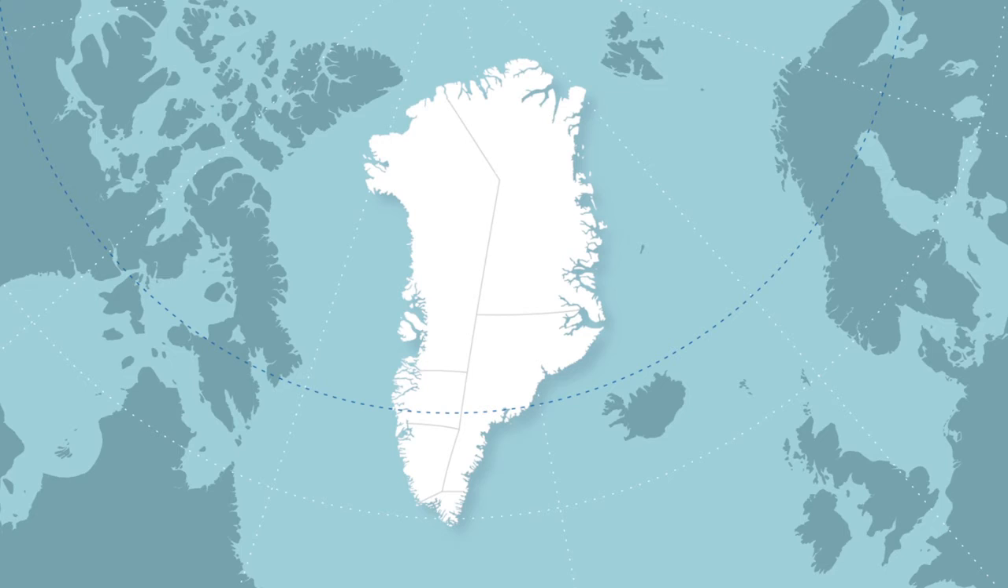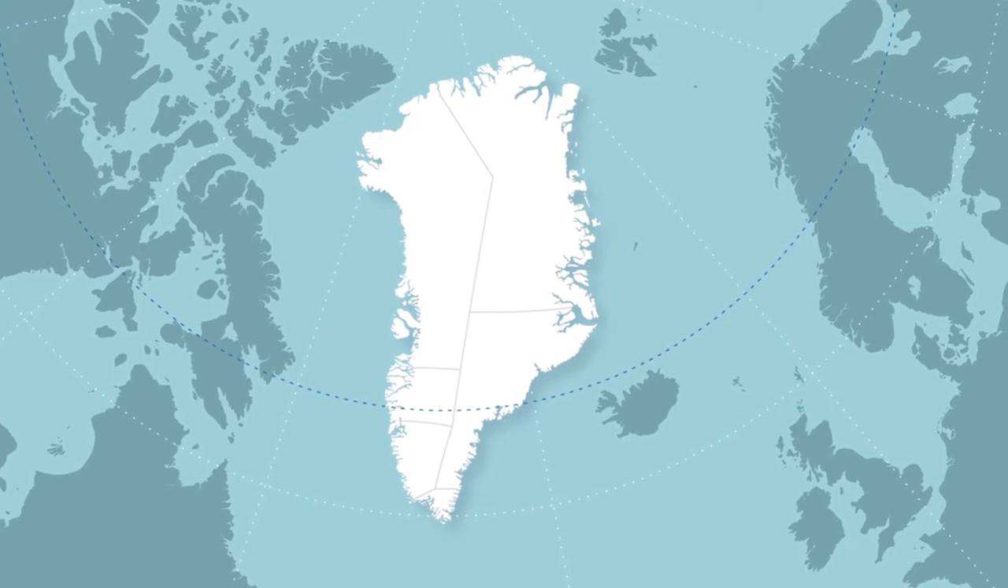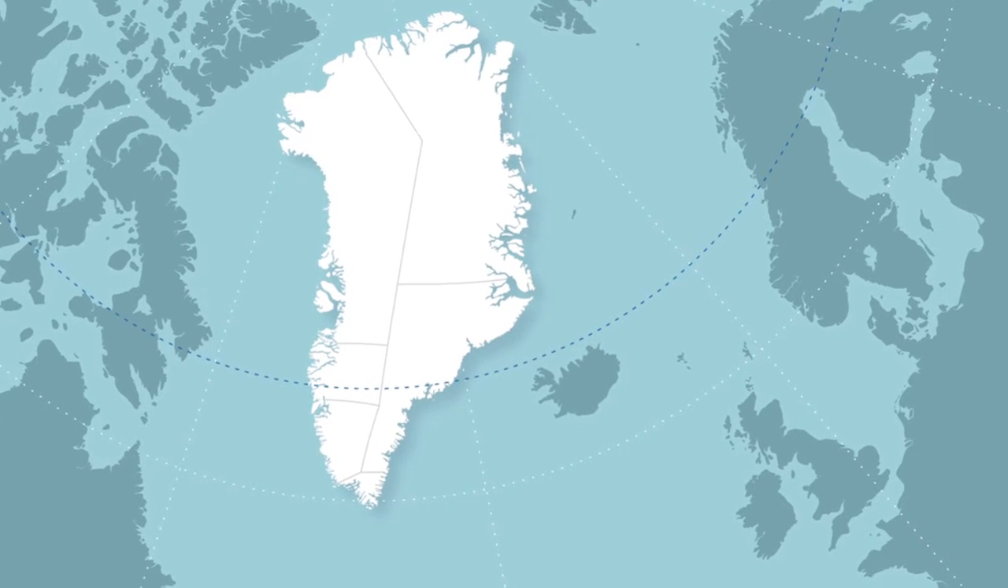Here are 4 basics about international travel to Greenland. 1. There are 4 worldwide cities with direct flights to Greenland. Copenhagen, Denmark, plus 3 in Iceland: Reykjavik, Keflavik, and Akureyri. The typical flight time from Iceland is 2 to 3 hours, while it takes 4 hours to fly from Denmark.